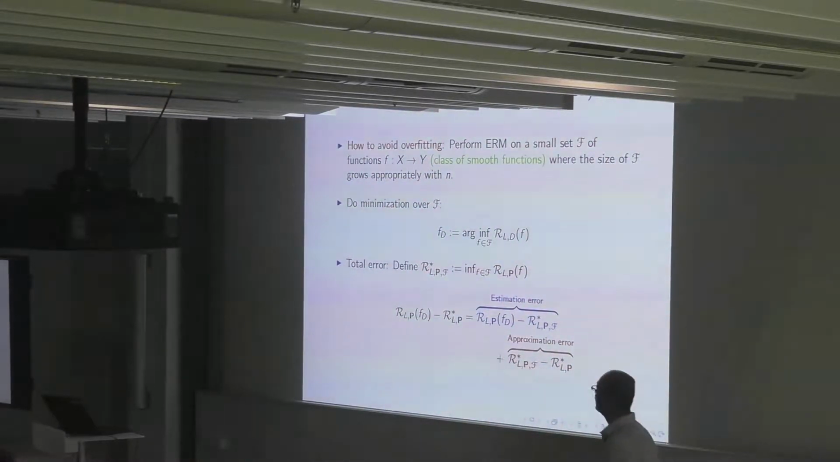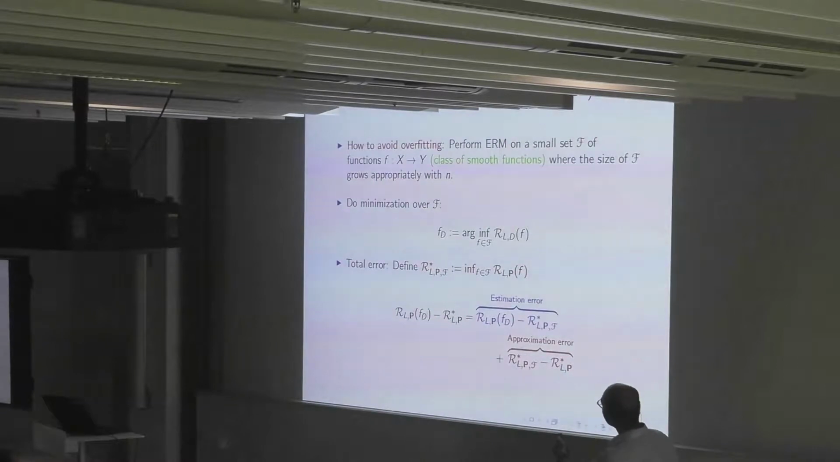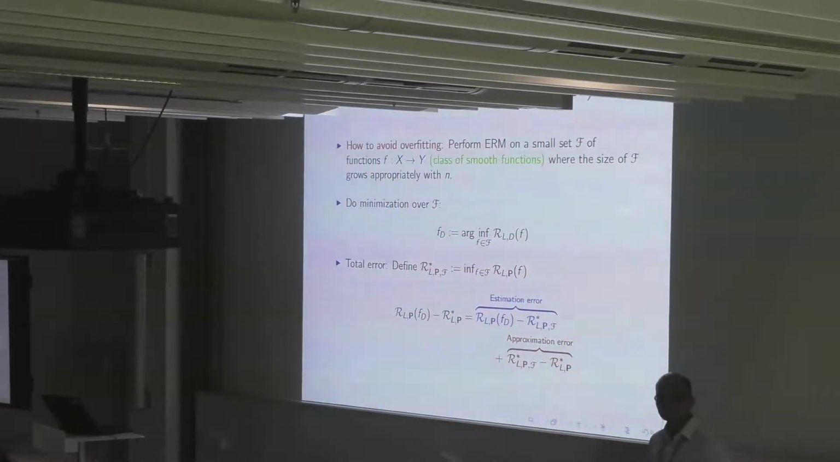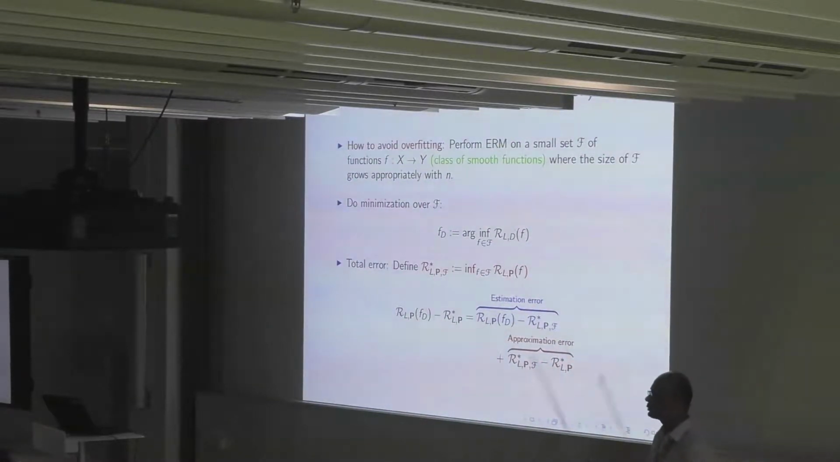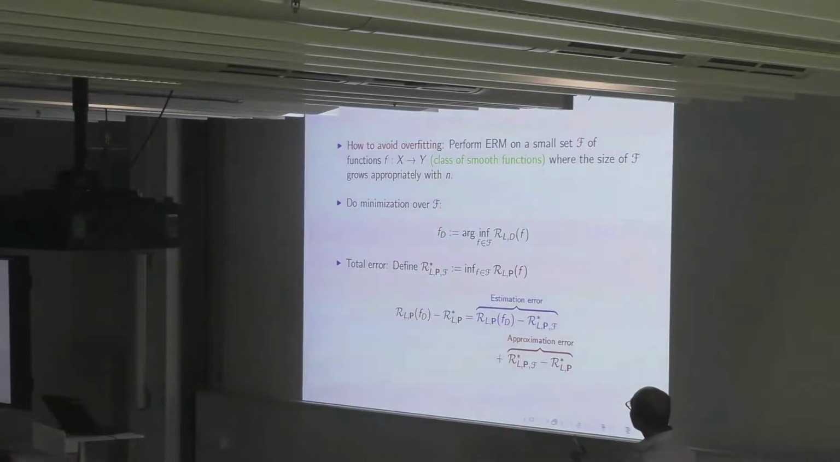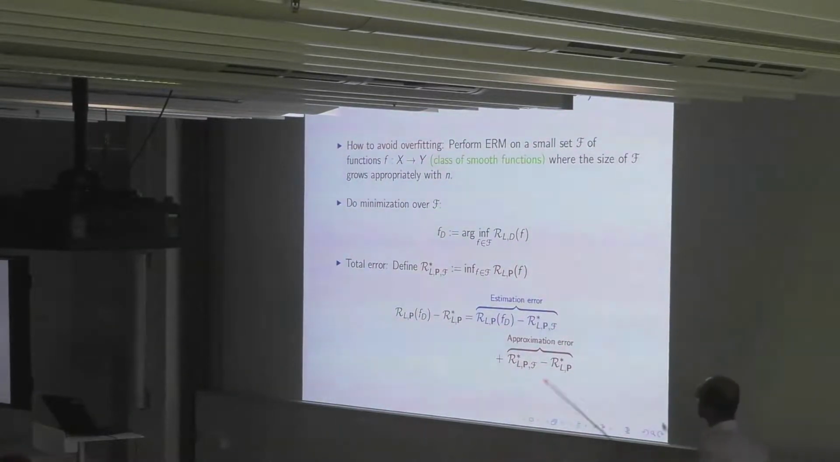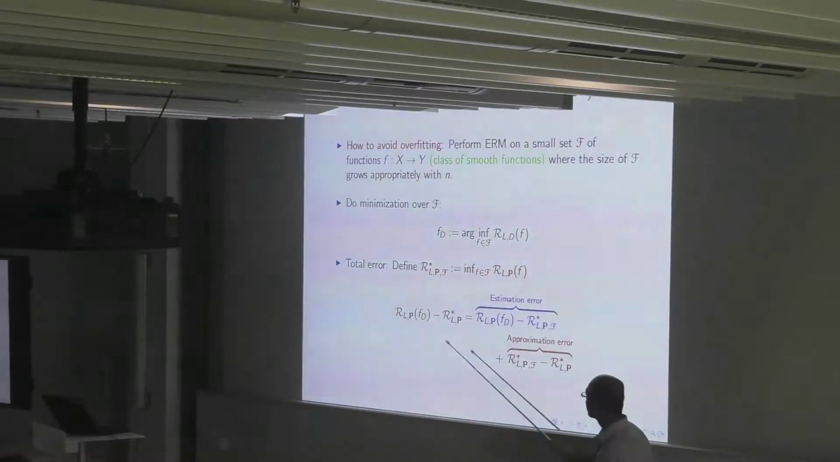Now how to avoid overfitting? This is called structural minimization, where you don't optimize over the space of all functions, but you restrict yourself to a suitable class of functions, which I call script f. Usually you choose script f to be the class of smooth functions. We'll see why the class of smooth functions and how they arise here. So now I'm going to do this minimization over script f.